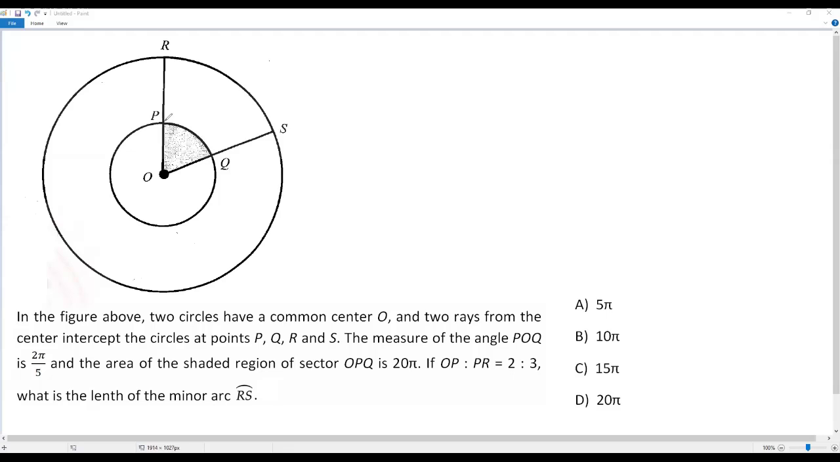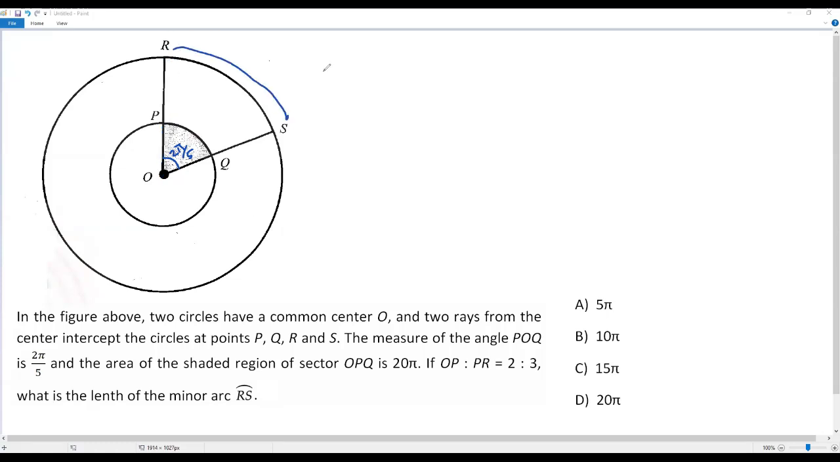Okay, here we have the central angle of the sector OPQ, that is the measure of angle POQ, given in radians, 2 pi over 5. The same central angle we have for the minor arc RS over here. Also we have the area of the shaded region, the sector OPQ, that is 20 pi, and we have the ratio between the lengths of OP and PR, that is 2 to 3. So now we have to find the length of this minor arc RS.